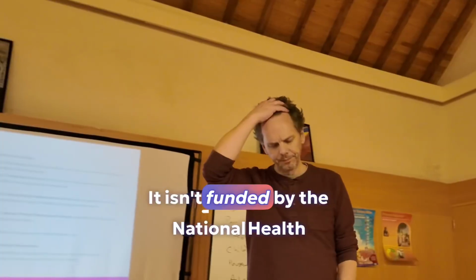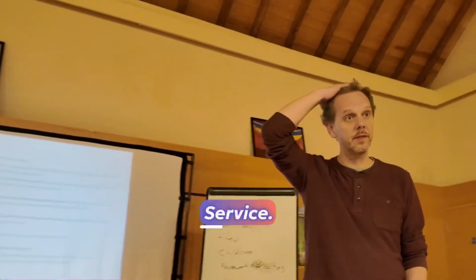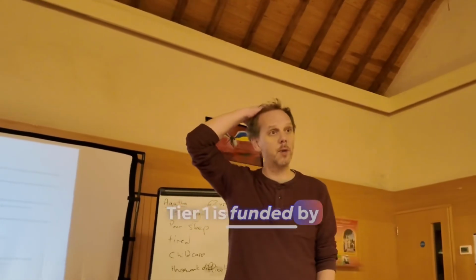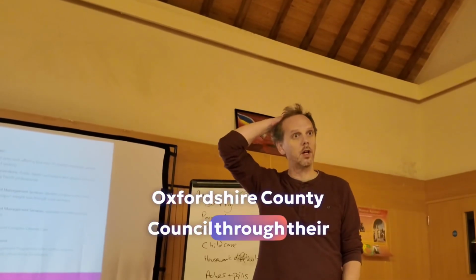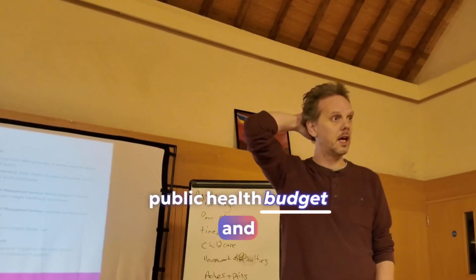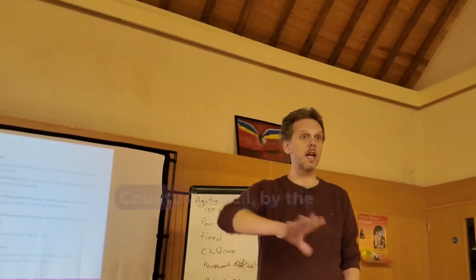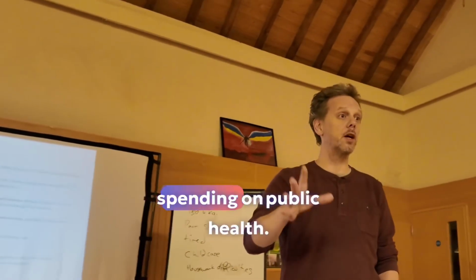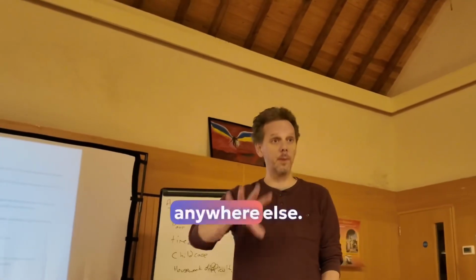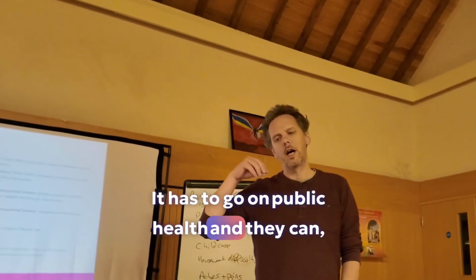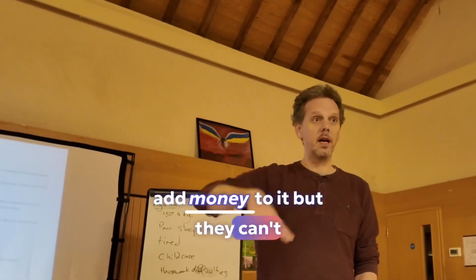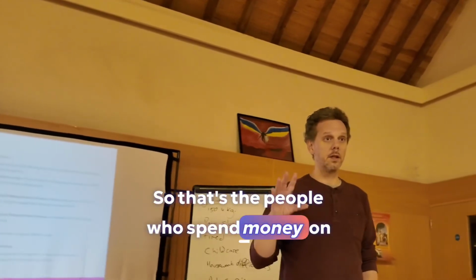It isn't funded by the National Health Service. Tier 1 is funded by Oxfordshire County Council through their public health budget, a delegated budget. So they're given a block of money by the government for spending on public health. They can't siphon it off and spend it everywhere else. It has to go on public health. They can add money to it, but they can't take money out of the pot.